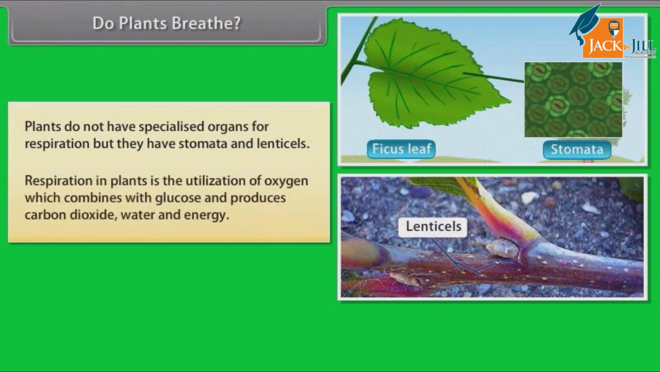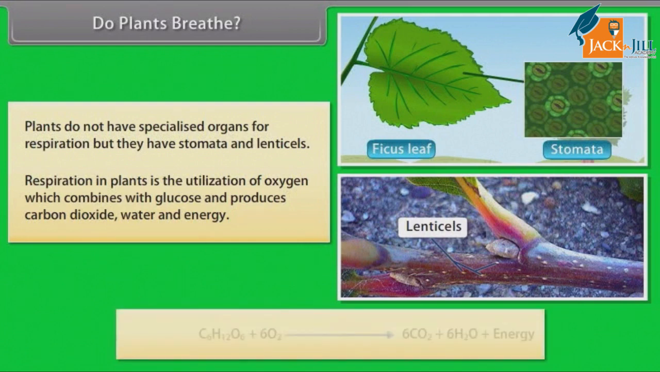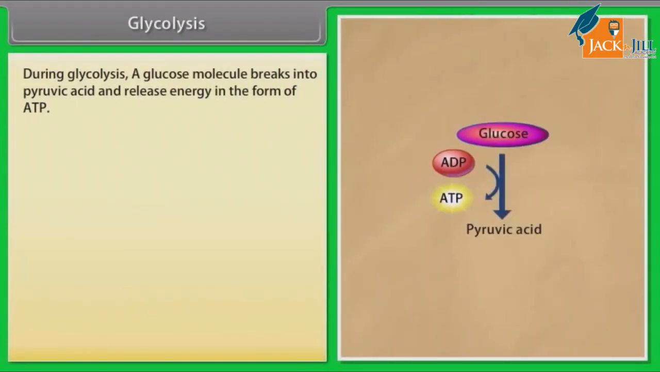Respiration in plants is the utilization of oxygen, which combines with glucose and produces carbon dioxide, water, and energy. The combustion of glucose gives carbon dioxide, water, and energy. Glycolysis. During glycolysis, a glucose molecule breaks into pyruvic acid and releases energy in the form of ATP.